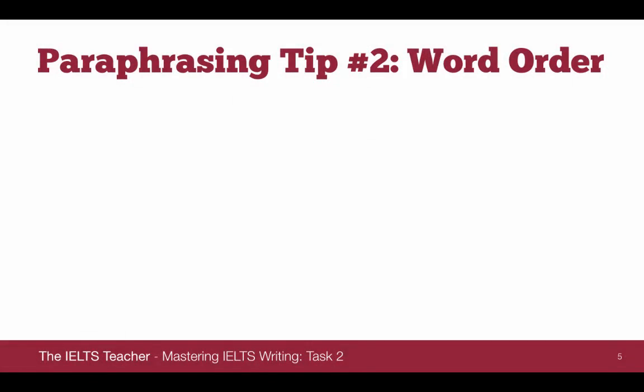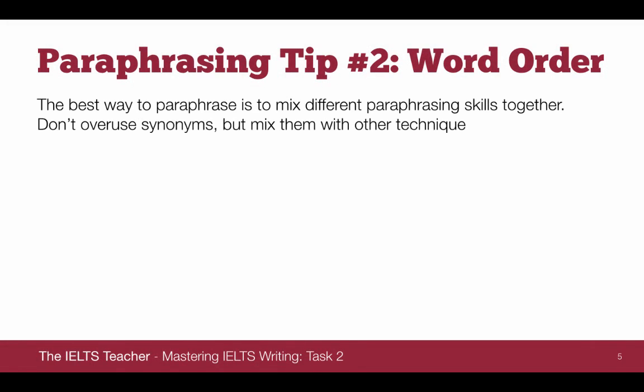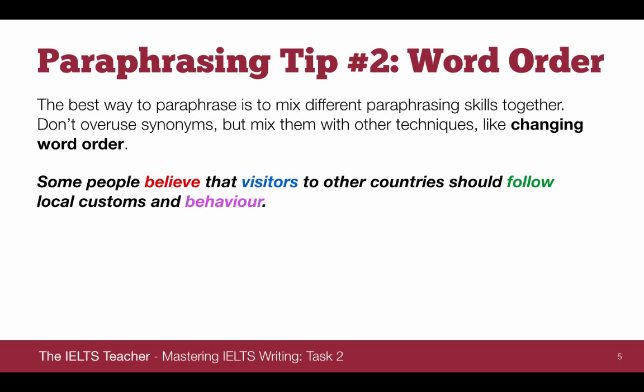Now, paraphrasing tip number 2. Change up the word order. So the best way to paraphrase is to mix different paraphrasing skills together. Don't overuse or only use synonyms, but mix them with other techniques. One of those being changing the word order. Let's look at that task sentence again, just the first sentence here. Some people believe that visitors to other countries should follow local customs and behaviour.